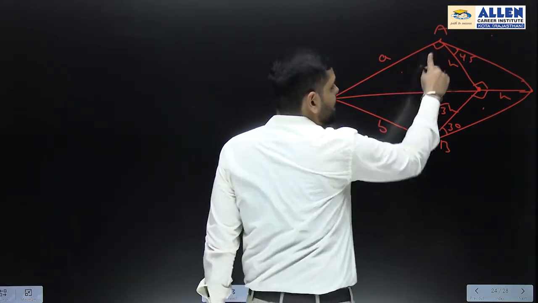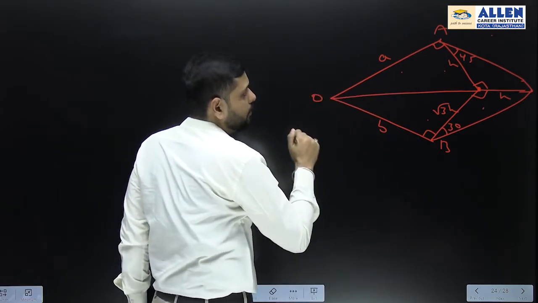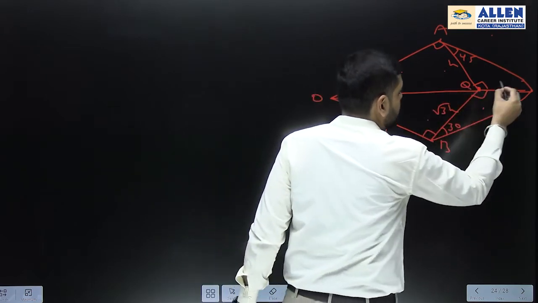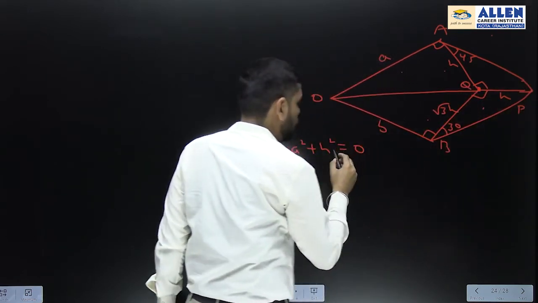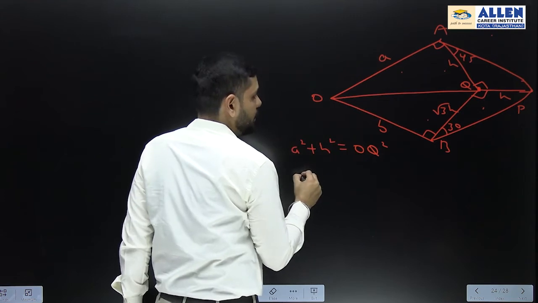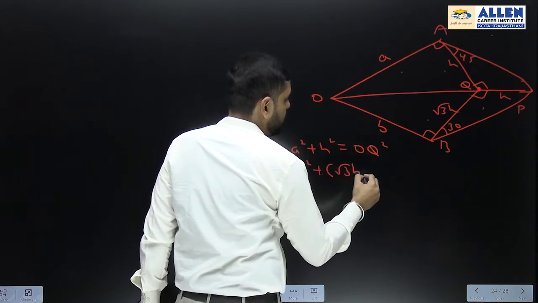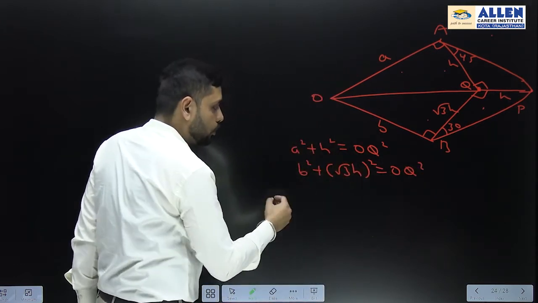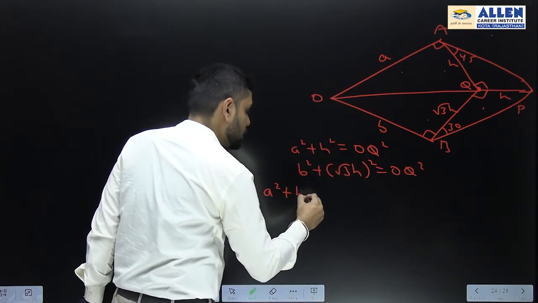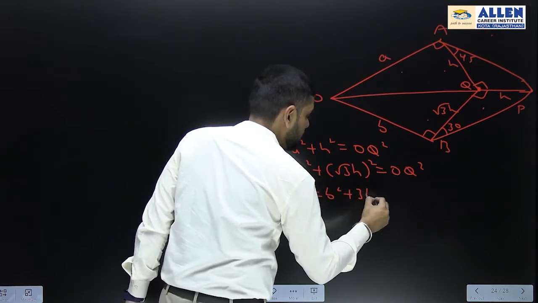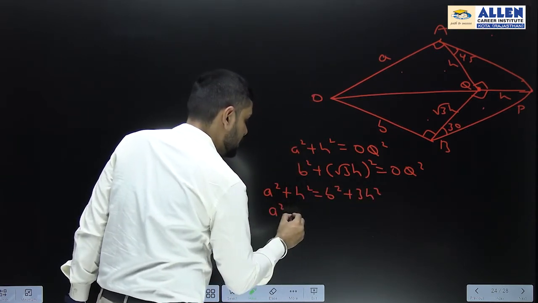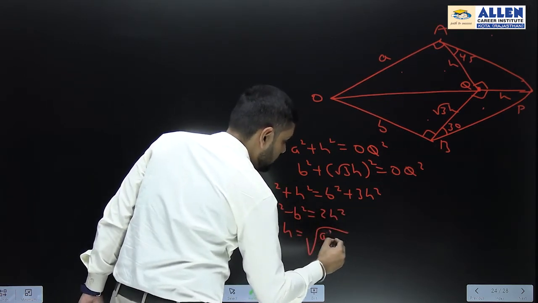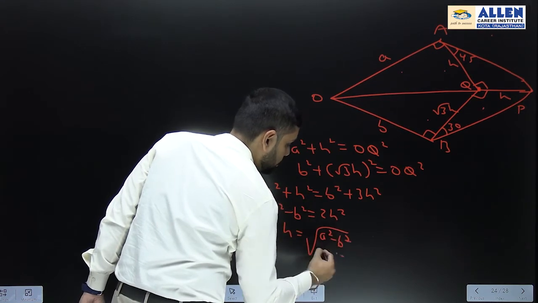So if this angle is 90 degree, then what can we get? Let's say we take these points as Q and P. Then A square plus H square equals OQ square, and B square plus root 3H square equals OQ square. As both are equal to OQ square, we can equate them. So A square plus H square equals B square plus 3H square. After simplification, A square minus B square equals 2H square. So H equals under root of A square minus B square upon 2.